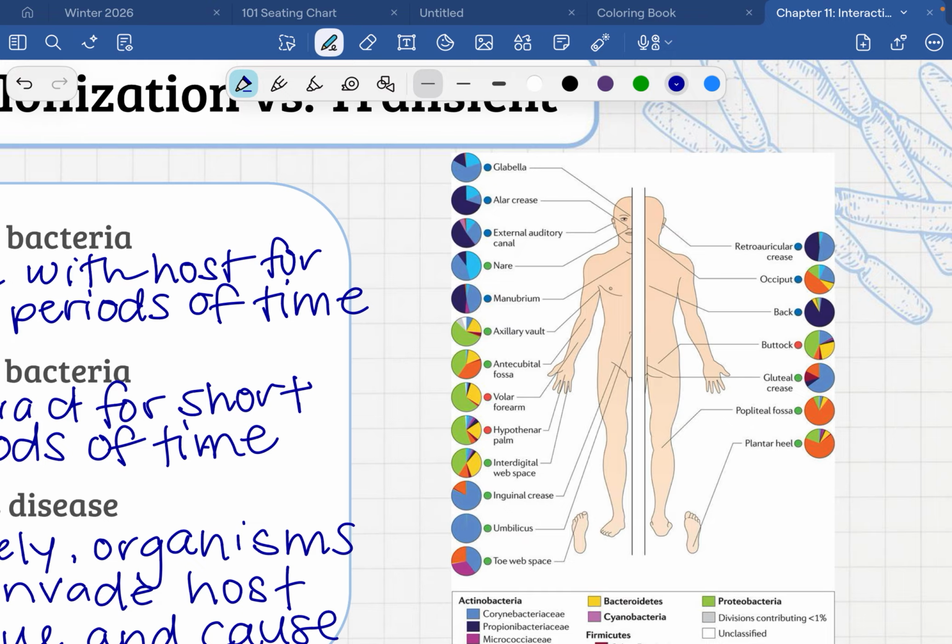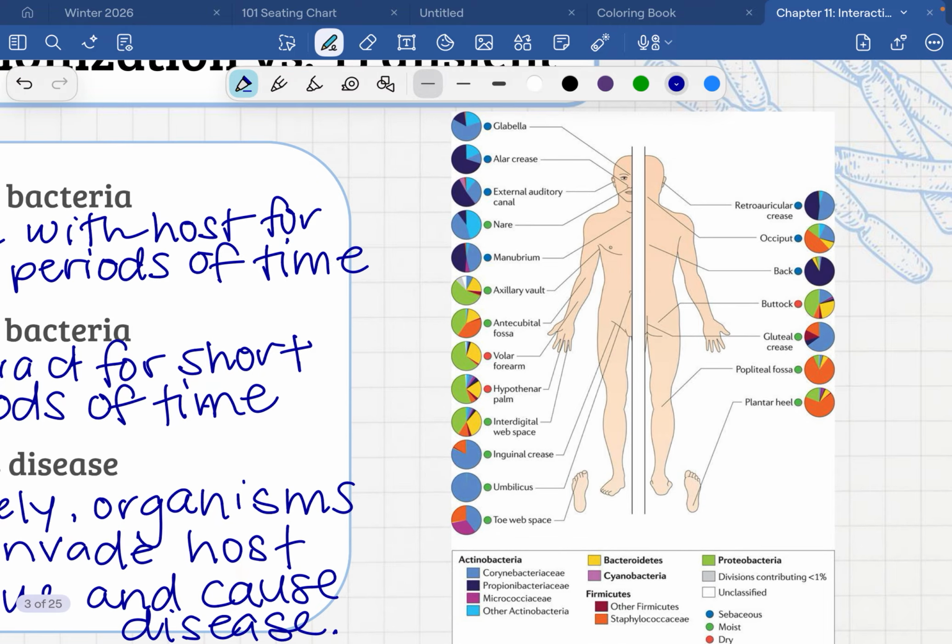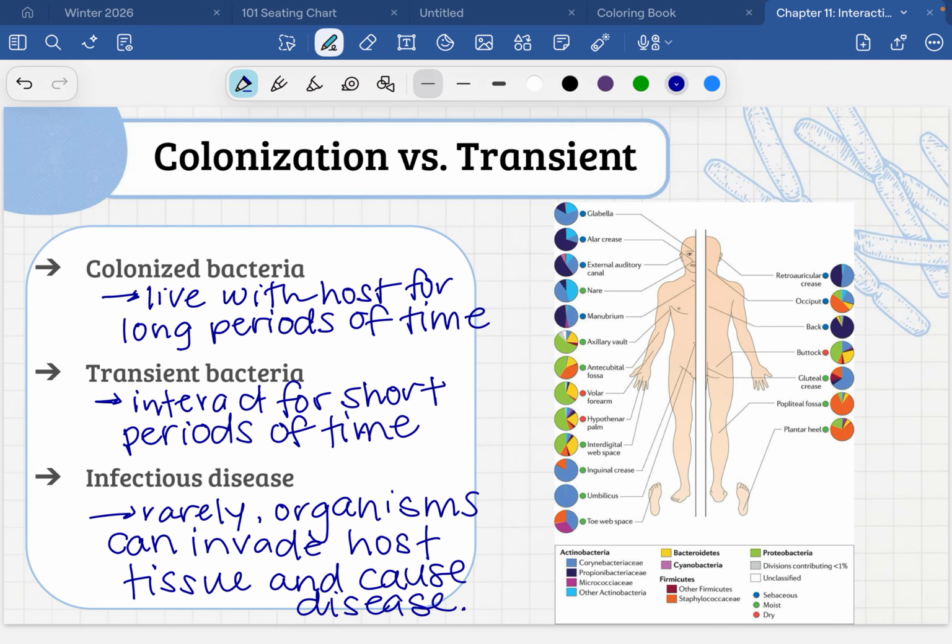Your skin is oily and dry for the most part. Sometimes it's sweaty, but for the most part, your skin is oily and dry. The inside of your digestive tract is incredibly acidic, it's dark, and it's usually pretty moist in there. Okay, so those are completely different environments. Different bacteria are going to grow in different environments. So this is just to show you that the different parts of your body will have different microbes growing on them, because different microbes like different environments. That's all there is to that.